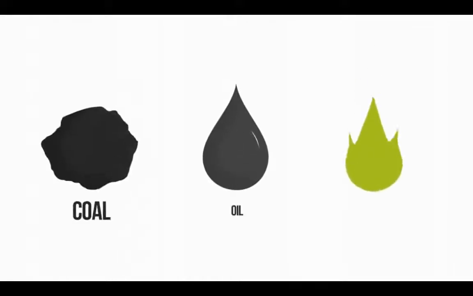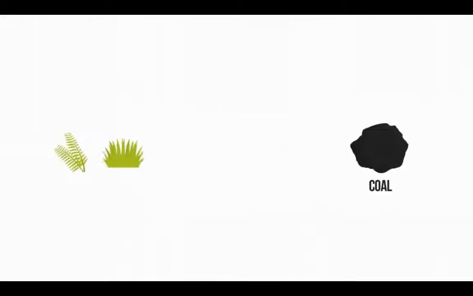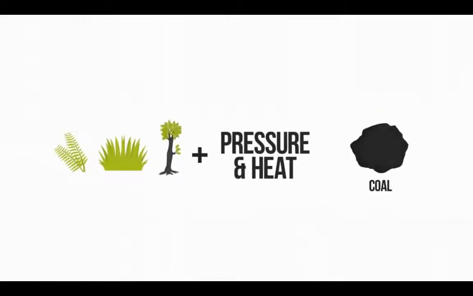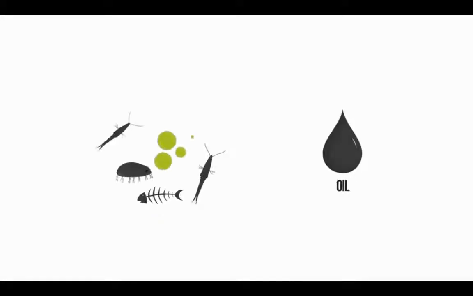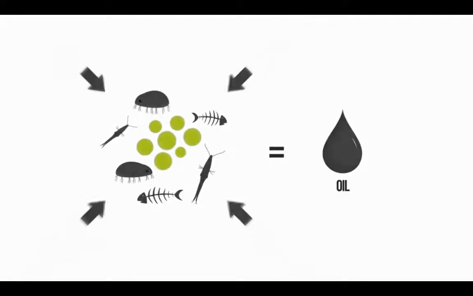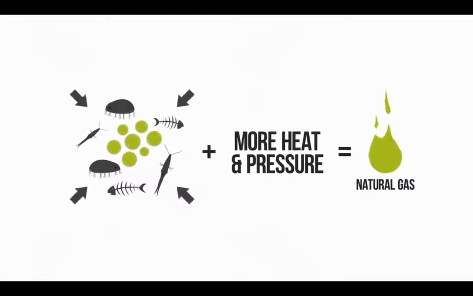There are three major types of fossil fuels: coal, oil, and natural gas. Coal was formed from ferns, plants, and trees, which hardened due to pressure and heat. Oil was formed from small organisms like zooplankton and algae, where pressure caused the more complex organic matter to decompose. Natural gas was formed by the same process as oil, only it was exposed to more heat and pressure, causing it to further decompose and turn into a gaseous form.